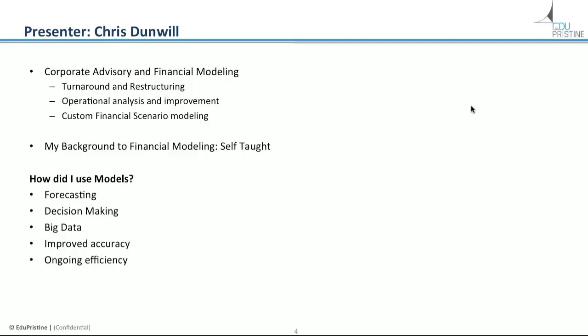answers from a completely different angle to Johan's. I have much more of an operational background. I spent a number of years working in manufacturing businesses, working in a corporate advisory team that dealt with a lot of sale transactions, but also turnaround, restructuring, a lot of operational efficiency analysis and performance analysis. And these are all very different types of models to a lot of the valuation or M&A type models that a lot of you might have dealt with.